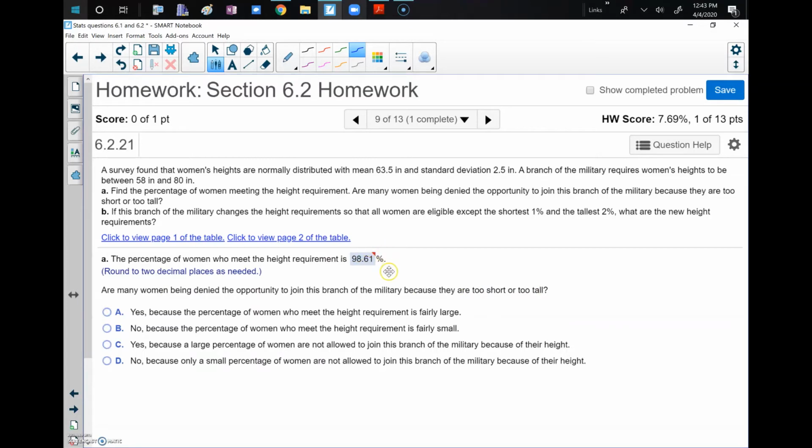So the 98.61% represents people that are allowed in. So the people that would be excluded is essentially the complement, or 1 minus that number. So let me calculate that really fast, 1 minus 0.9861, which is a little over 1%, right, which is not much.